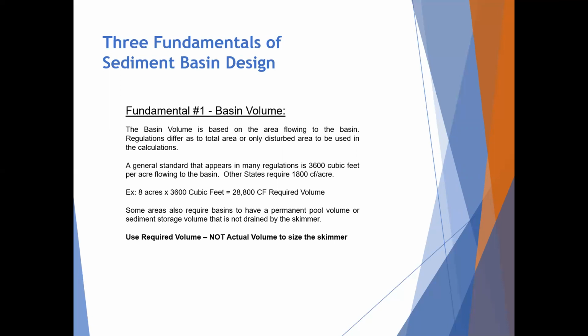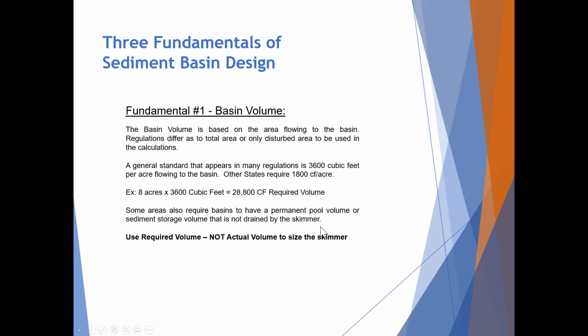Now, regulations do differ. Some require the total area flowing to the basin, and some base it on the disturbed area flowing to the basin. There are 2 general standards out there. One is 3,600 cubic feet per acre flowing to the basin, and the other is 1,800 cubic feet per acre. But for this example, let's assume you had an 8-acre site flowing to your basin, and it was a 3,600 cubic feet requirement. So you'd have a required volume of 28,800 cubic feet.